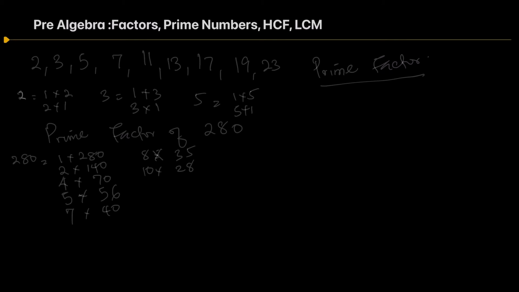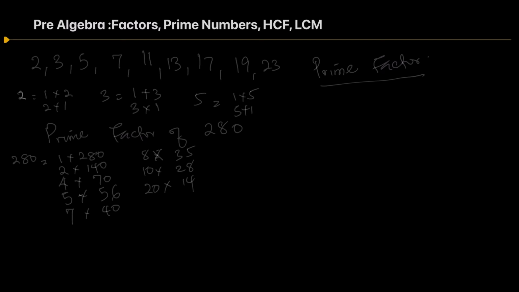15, 16, 17, 18, 19. All these numbers are not possible factors of 280. So we get to 20, which is actually a factor. For 20, what gives us 280 in this case is 14. And then we go to 21. Is 21 possible?